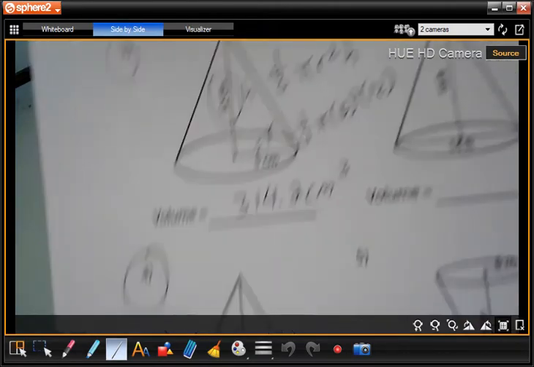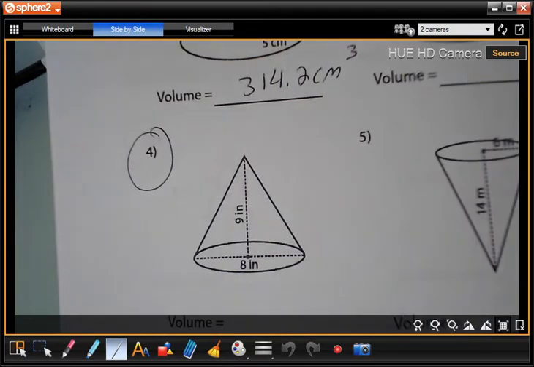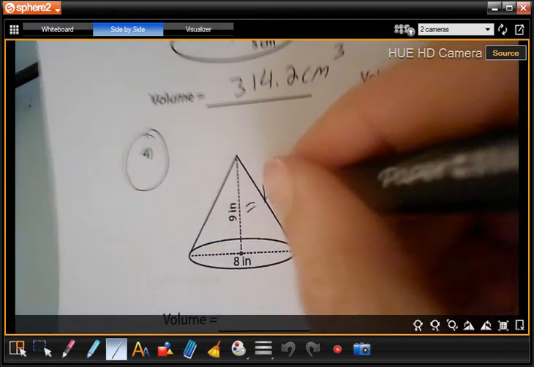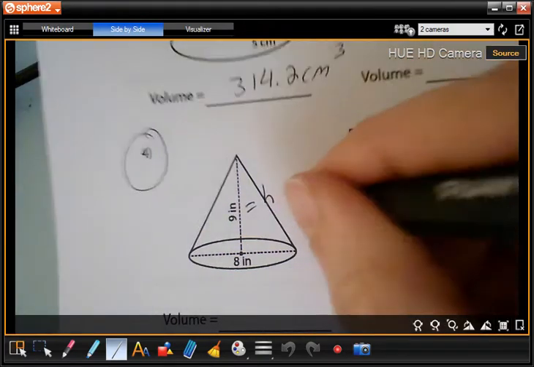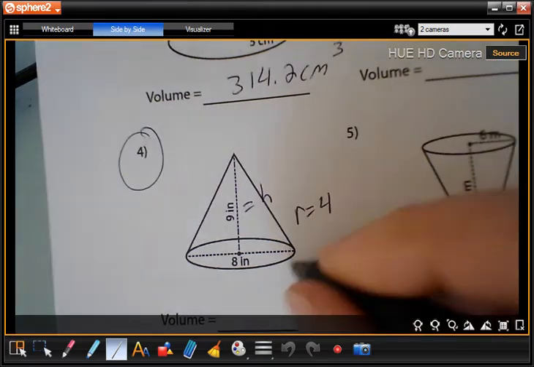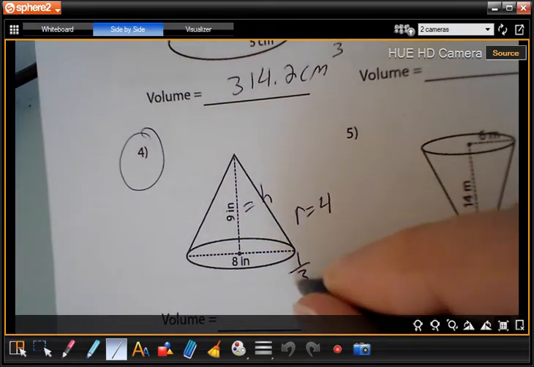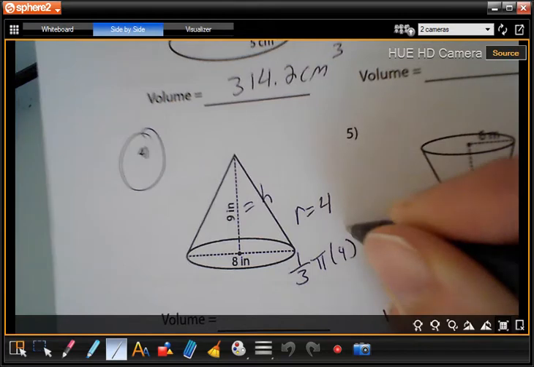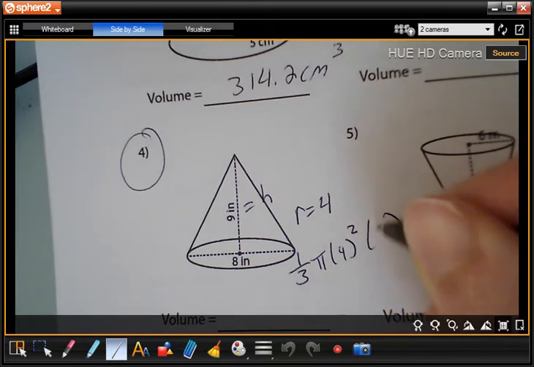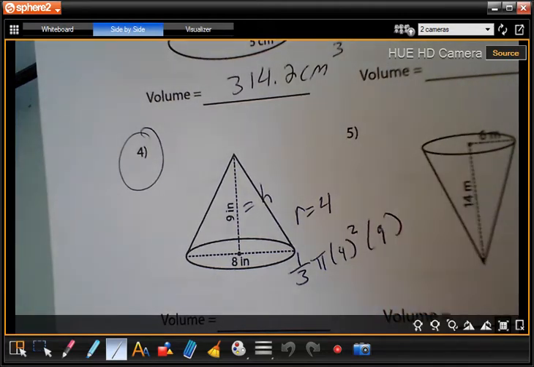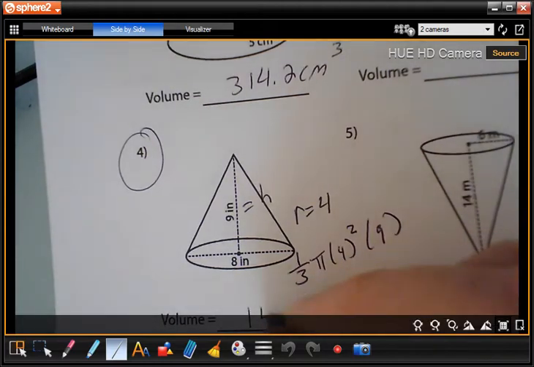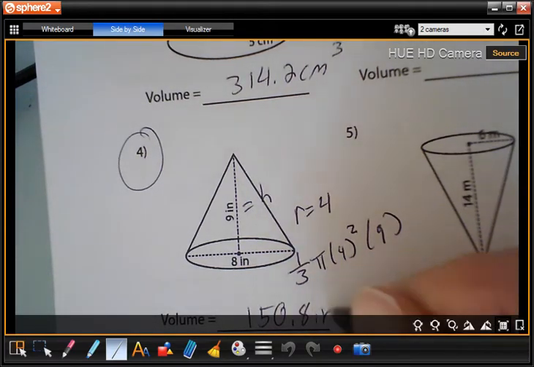We're going to go right below it and do number 4. We've got my height is 9, but my radius is 4, because it's half as big. So again, it's going to be 1/3 pi 4 squared times 9. And we put that in our calculator, and we get 150.8 inches cubed.